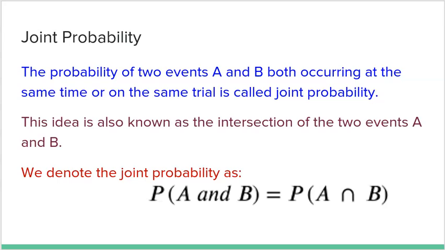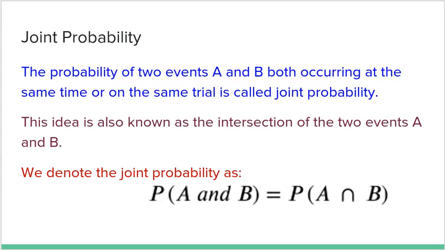All right, so first let's talk about what's called joint probability. The probability of two events A and B both occurring at the same time or on the same trial is called joint probability. So this is two events happening at the same time, like a boy who has blonde hair, or a girl who has braces, right? There's a girl, two events, girl has braces happening at the same time.